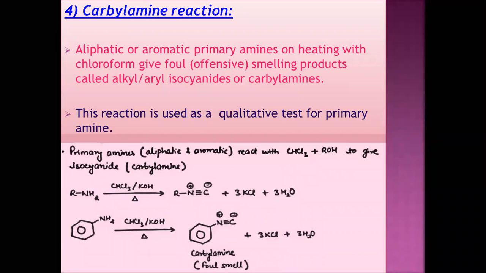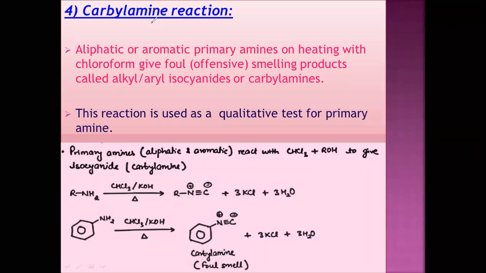Next chemical property is the carbylamine reaction. Next chemical reaction is the carbylamine reaction. This is a very important reaction. The carbylamine reaction is the most important, most of the time it comes in the exam, because this reaction is a very useful reaction to identify primary amines. Okay, so this reaction is a qualitative test to identify primary amines from secondary and tertiary amines.